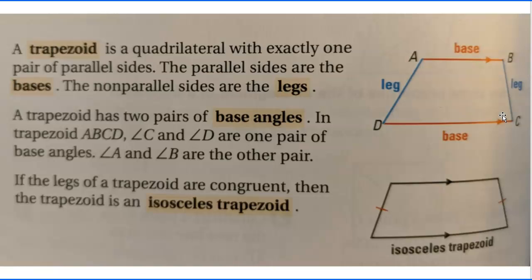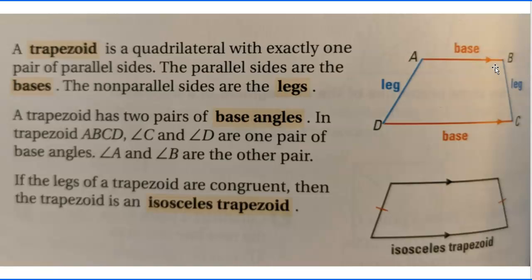A trapezoid has 2 pairs of base angles. So in trapezoid A, B, C, D, this one up here, angles C and D are 1 pair of base angles, and angle A and B are the other pair of base angles. So make note of that. If you have an index card that you're writing down the definition of a trapezoid, bases and legs, make sure then that you note what the base angles are.